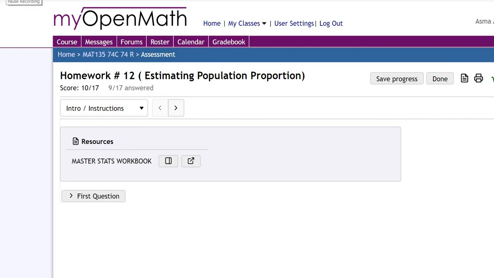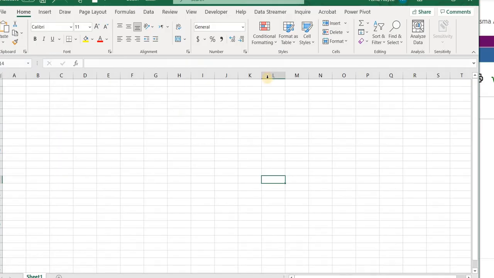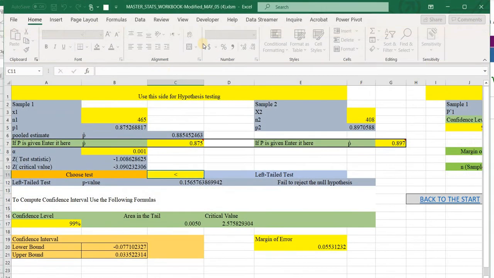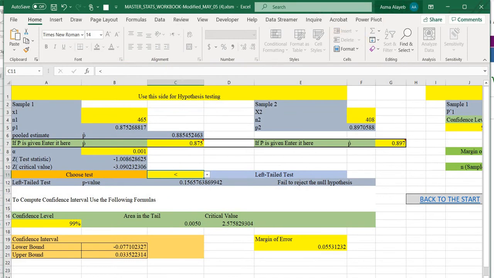Hello students, I will show you how to get started on homework 12 and how you can do it in less than an hour. The first thing you need to do is to download the Master Stats workbook, which is going to appear in a minute. Enable the editing and enable content.